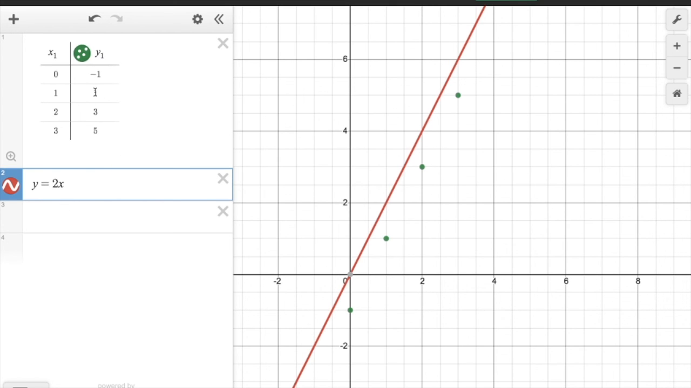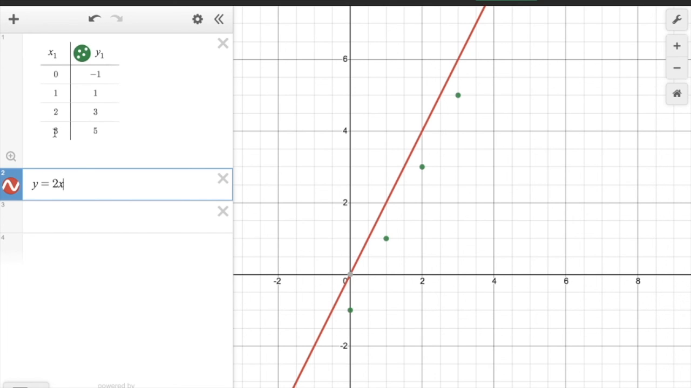We said the first step is to check how much each value of y increases every time you add 1 to x. But then we said, okay, well, let's check. What happens when x is equal to 0? Let's substitute that in here. y equals 2 times 0, that's 0. That's not equal to -1. Well, how do we get from 0 to -1? Well, we subtract 1. So y is equal to 2x minus 1.